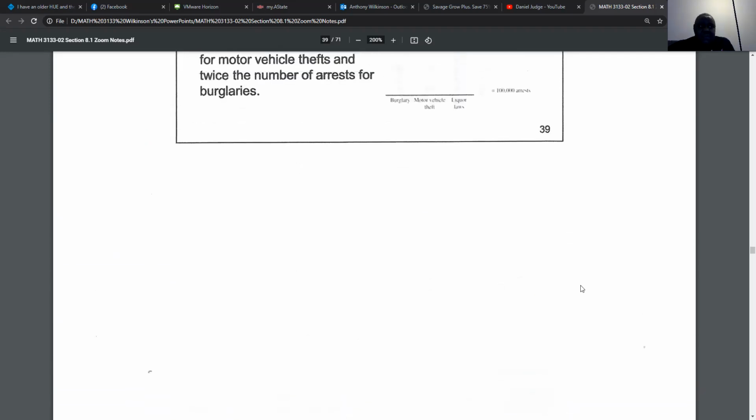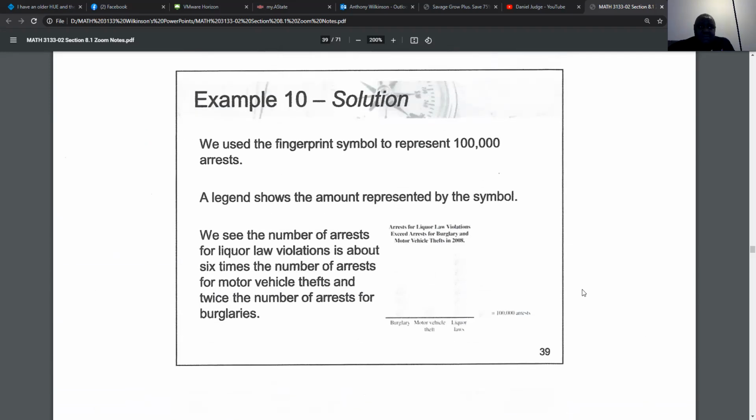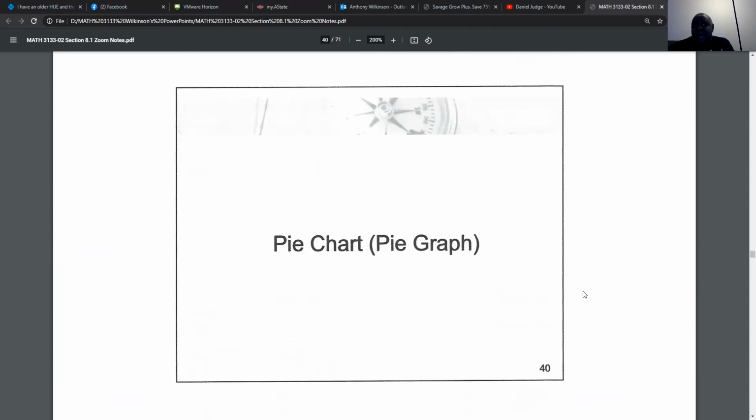Okay. Now we won't do any problems that are dealing with pictographs here. I just wanted to briefly talk about what a pictograph is and what it looks like. Also, we'll look at a pie chart or a pie graph. I'll just briefly talk about it, but I won't have you do an example of that.